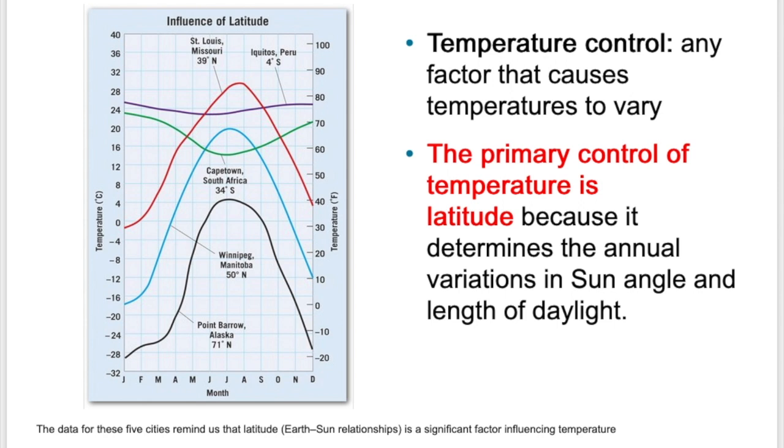So why do temperatures vary? Well, we're going to look at various temperature controls. And what does temperature control mean? Well, this is any factor that causes temperatures to vary. The primary or number one control of temperature is latitude because it determines the annual variations in sun angle and length of daylight.